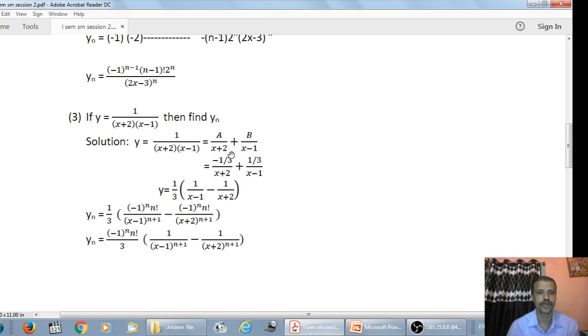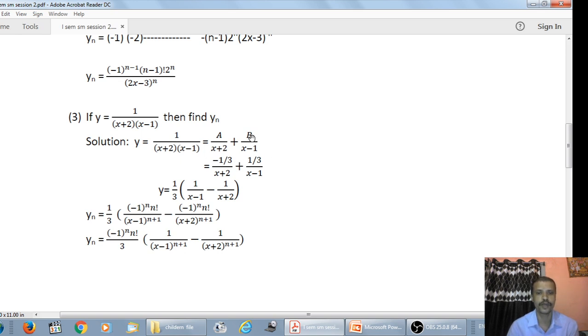Don't put x is equal to minus 2 in the same factor, x plus 2, because it becomes infinity. 0 into something is 0, 1 by 0 is infinity. So put x is equal to minus 2 in the remaining factor of the LHS, x minus 1. x is equal to minus 2, minus 2 minus 1 is minus 3. Minus 1 by minus 3, that means minus 1 by 3. This is the A value.